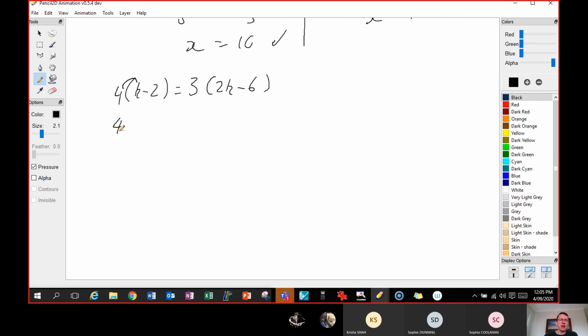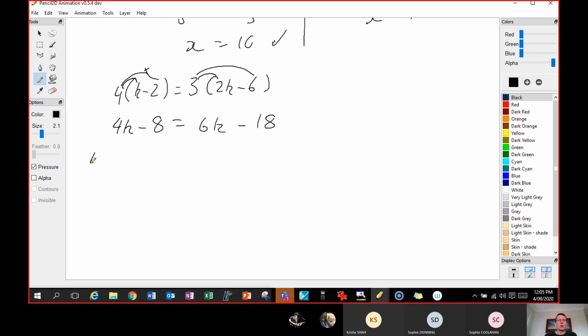That's going to give me 4 lots of k, and 4 lots of negative 2, so I just multiply here. Positive times a negative will give me negative 8. 3 lots of 2k would give me 6k. 3 lots of negative 6, negative 18. Now we're similar to the other subchapter where we want to get all the letters on one side and all numbers on the other. I'm going to move the 4k over here. So I know I'm going to have to minus 4k. And it's going to be easy to minus off 4k because it's going to leave 6k positive, right?